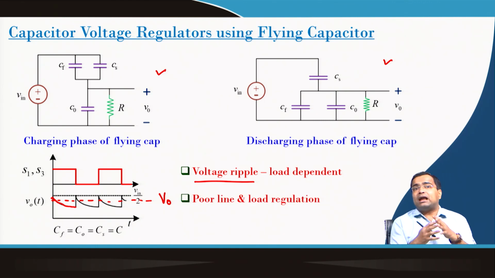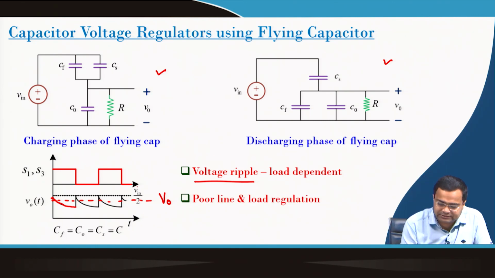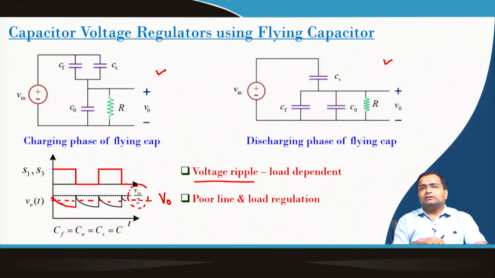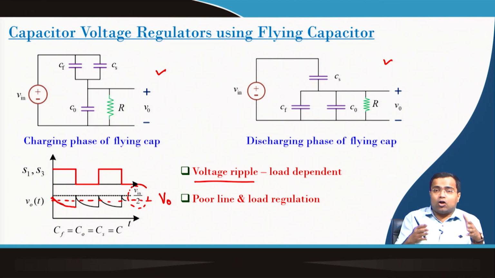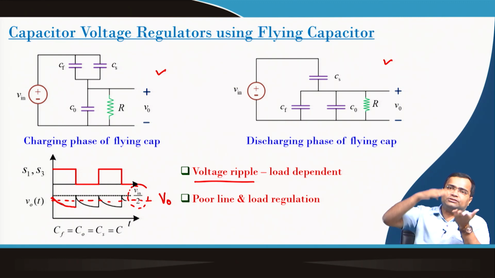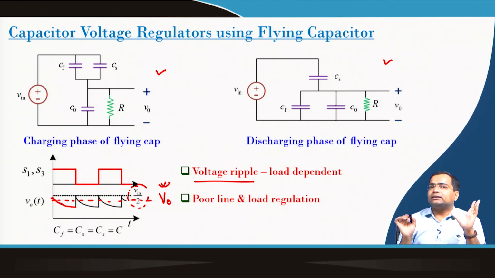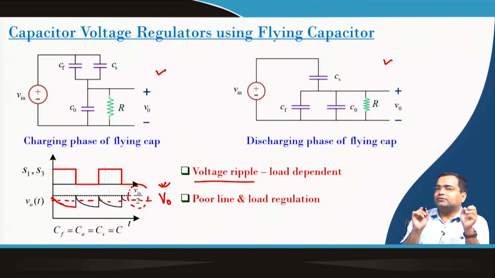It also has a poor line regulation, because this Vin by 2, which is the peak voltage, is dependent on the input voltage. If the input voltage increases, this voltage goes up. If the input voltage decreases, this voltage goes down. So, if we want to maintain this voltage constant, generally this peak voltage is Vin by 2. That means it can achieve a voltage of half of the input voltage.